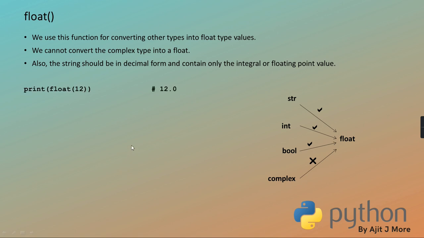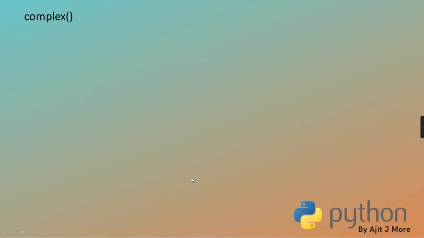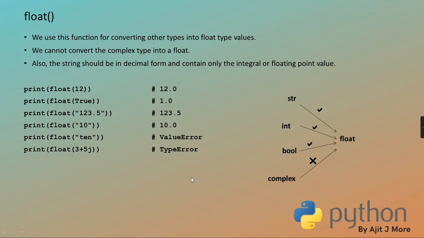Conversion of 12 to float gives 12.0. True to float, True is 1, so 1.0. String "123.5" returns 123.5. String "10" gives 10.0. String "ten", which is not a valid numeric value, gives a value error. And complex number to float gives a type error. Hope it is clear.